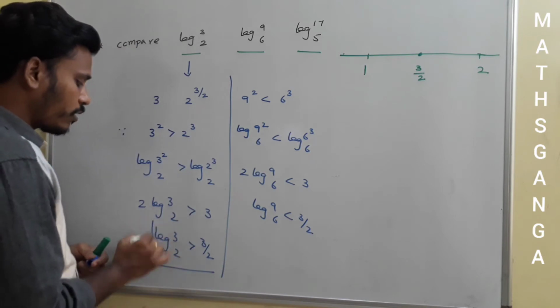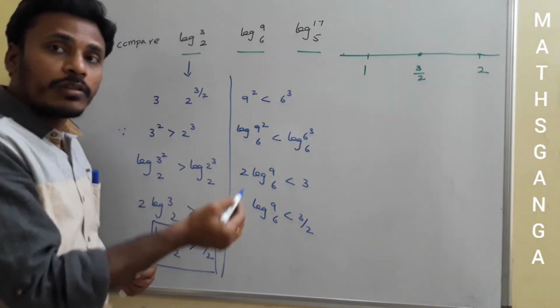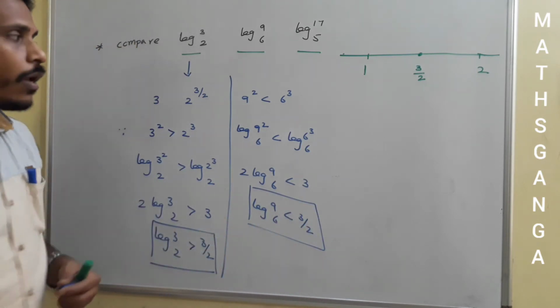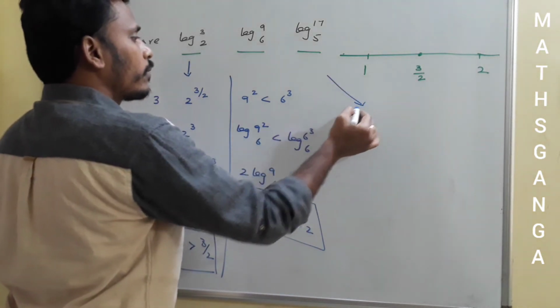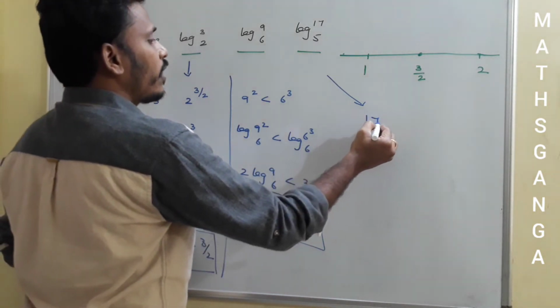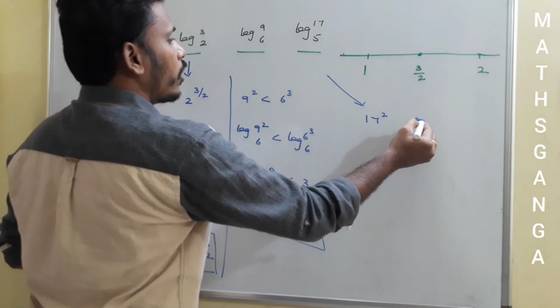Just observe this. Log 3 base 2 value is more than 3 by 2. Log 9 base 6 value is less than 3 by 2. Whereas coming to the third possibility, logarithm of 17 base 5, again you need to think about 17 square and then 5 cube.